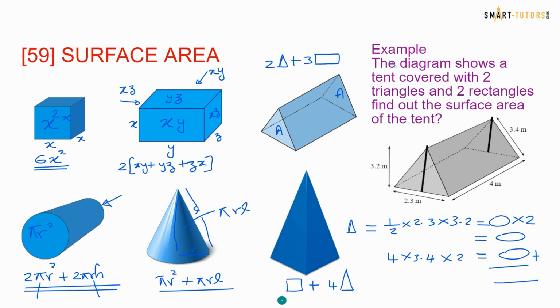Remember, the tent does not cover the bottom, the land or surface. So you need to find out only the 2 rectangles and the 2 triangles.